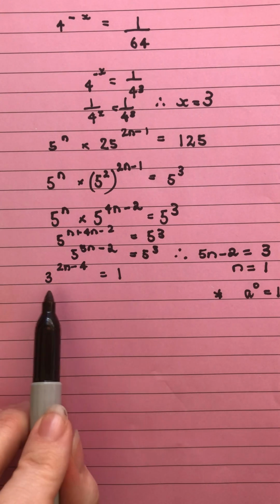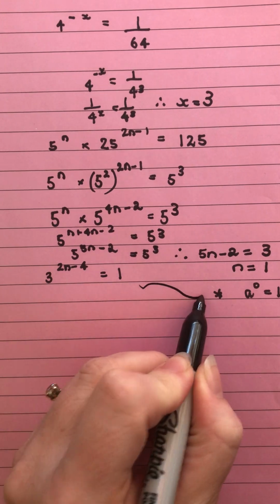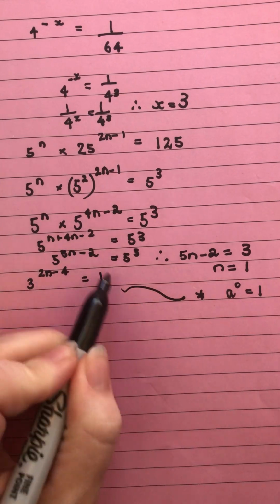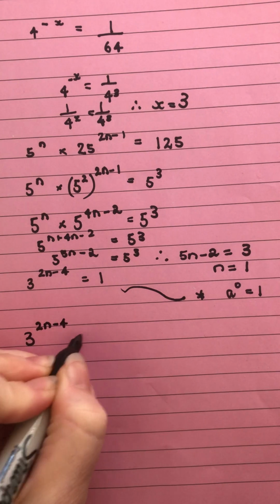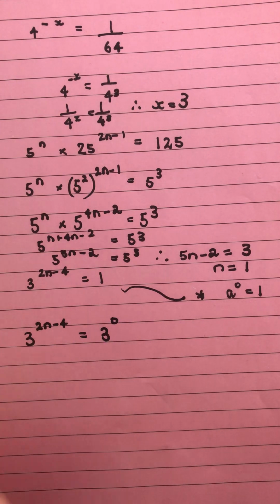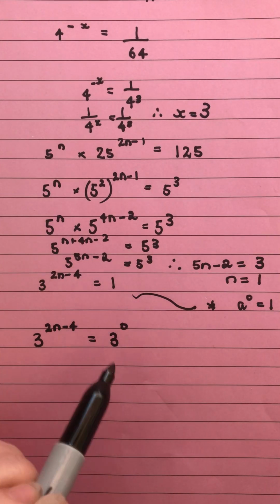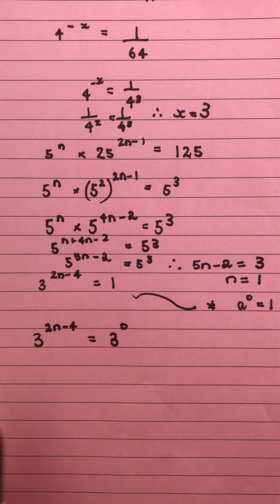The last one I've got here is 3 to the power of 2n minus 4 equals 1. Now I've put a little note over here. Remember that anything to the power of 0 is equal to 1. So if I've got a 1 there, I can immediately write 3 to the 2n take 4 is equal to 3 to the 0. So I can write it in the base 3, because I've got a 1 there. So I know 3 to the power of 0 is going to be equal to 1. That means I can put it in the base that I want.